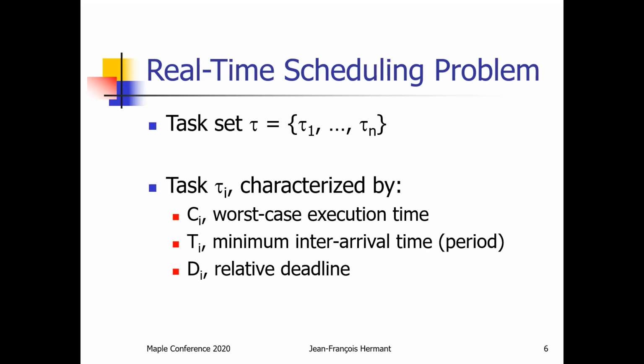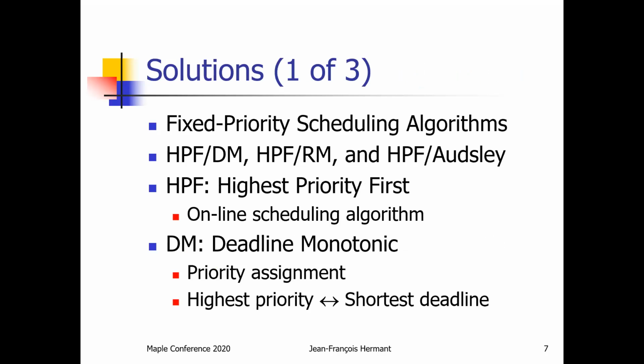The definition of the problem. Here we want to schedule a task set tau on a processor. This task set is composed of n tasks, tau1, tau n. Each task tau i is characterized by Ci, its worst case execution time, Ti, its minimum inter-arrival time or period, and Di, its relative deadline. We want to know whether the task set is feasible, that is, if all the deadlines are always met or not for a given scheduling algorithm.